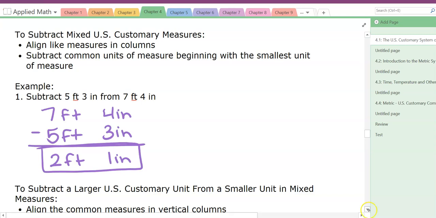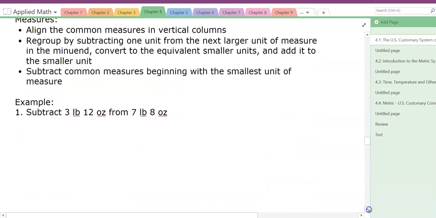So when I'm doing one of these, again, I'll start by aligning them up, regroup if you need to. So change, like if you need to grab a pound and add the ounces to make the ounces become a bigger number, that's what you need to do when they talk about regrouping. So like this one, I start with 7 pounds, 8 ounces, and I'm trying to subtract 3 pounds, 12 ounces.